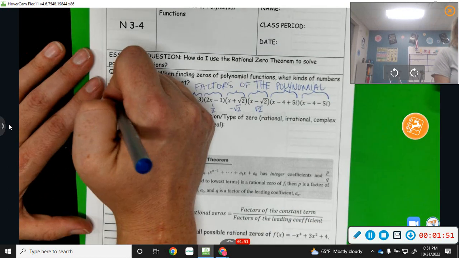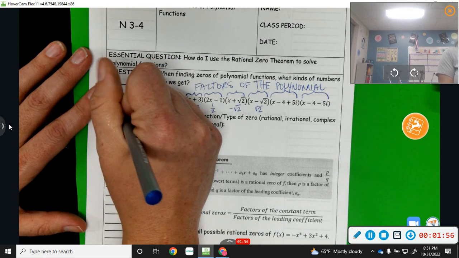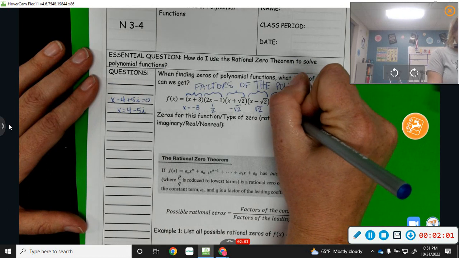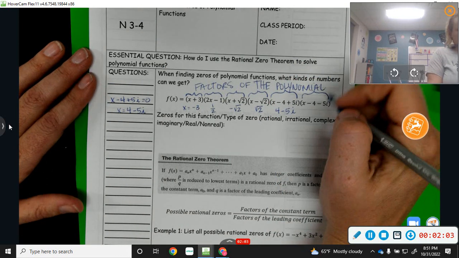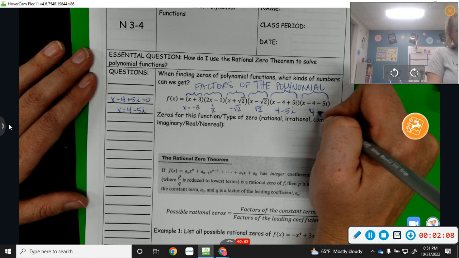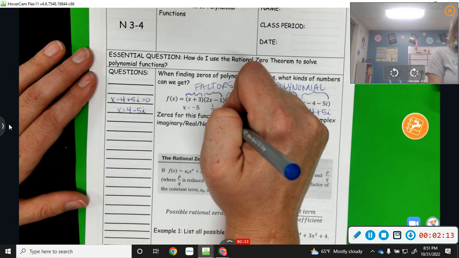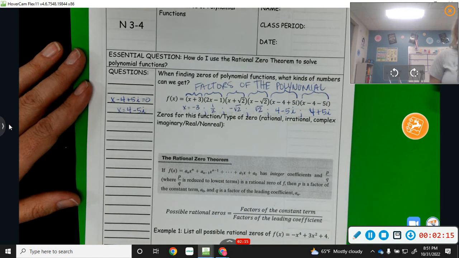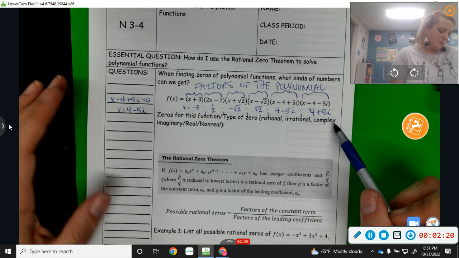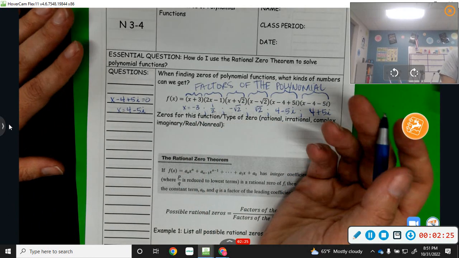So it gets a little bit dicey, so I'm going to put it over here. When I set that equal to 0, I see that x equals 4 minus 5i in that case. And then on this one, I see that x equals 4 plus 5i. Okay. There are different types of zeros. There's rational zeros, irrational zeros, complex, imaginary, and then those are separated between real and non-real.